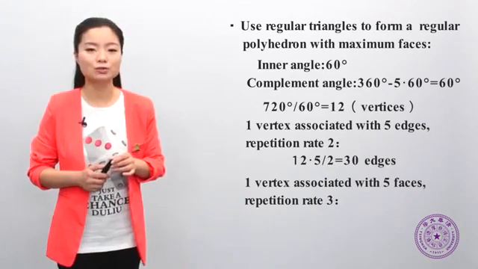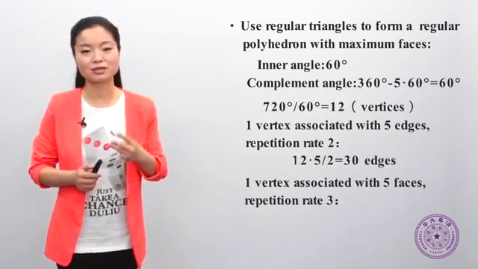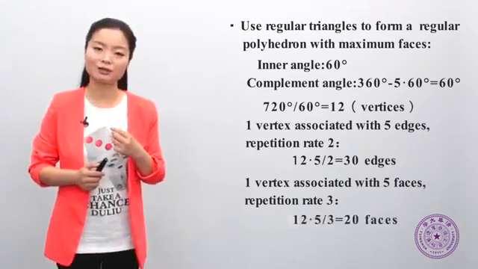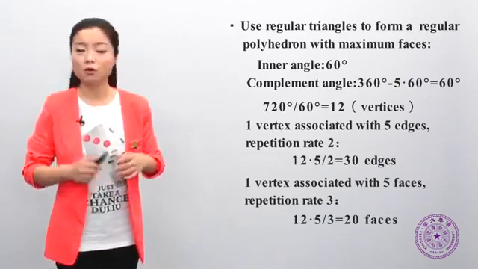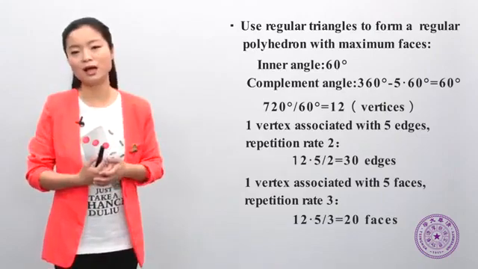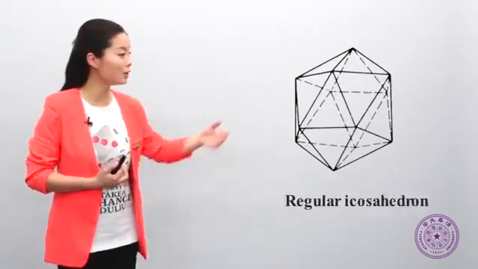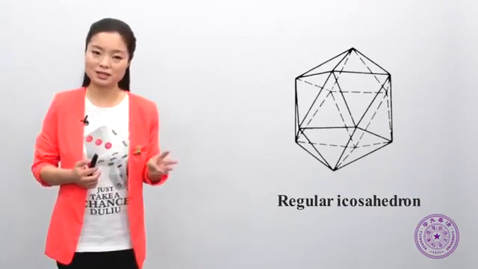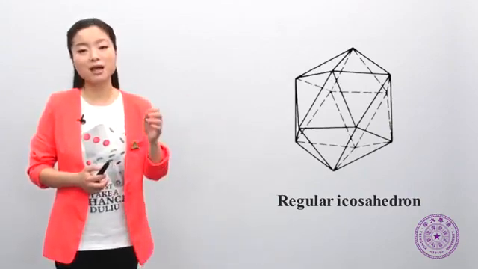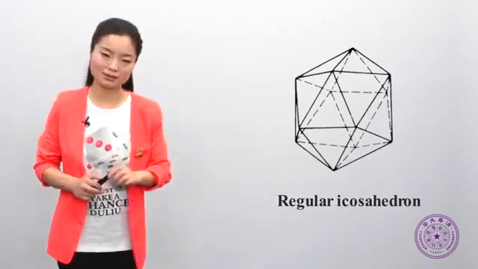Each vertex needs to connect with 5 faces. The repeatability is exactly 3, since it is a triangle. Therefore, the solution is 12 multiplied by 5, divided by 3. In total, there are 20 faces. We do not need to draw out the exact image. We have already known that the icosahedron contains 20 faces, 30 edges, and 12 vertices. Each vertex has 5 triangles next to it.